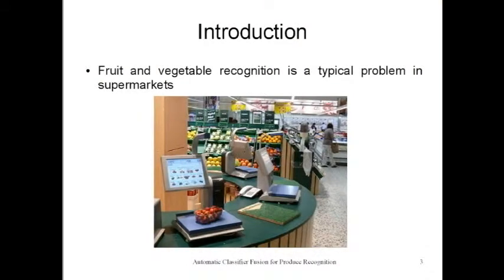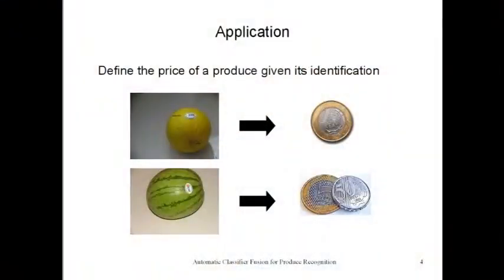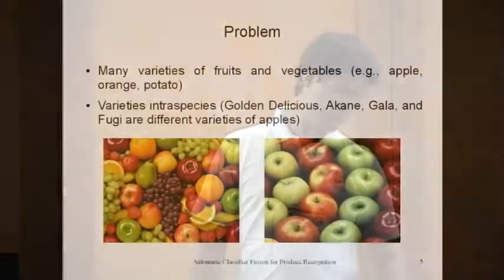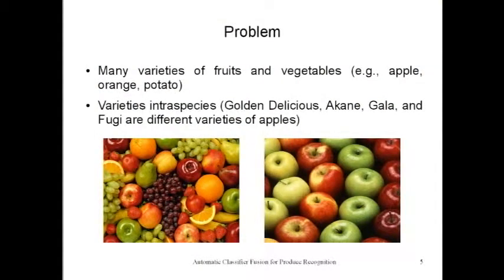Fruit and vegetable recognition is a typical problem in supermarkets. A common application is to define the price of a product given its identification. The problem is that we have many varieties of fruits and vegetables, and at the same time varieties interspecies.